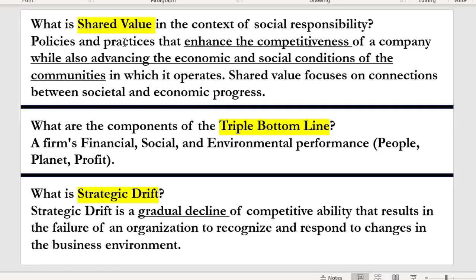So, what are the components of the triple bottom line? You have a firm's financial, social, environmental, also people, planet, profit.